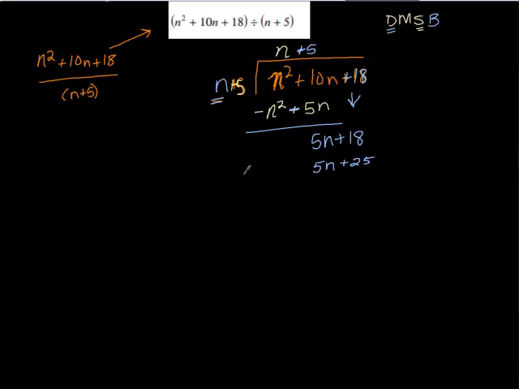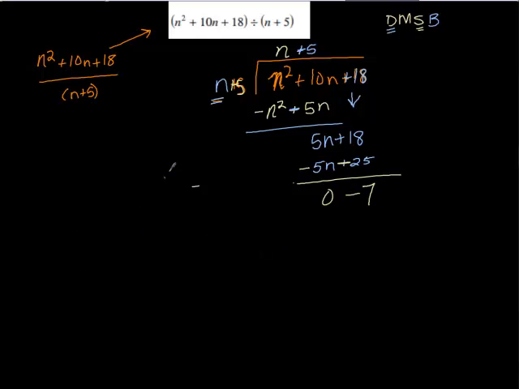Remember, when we were in middle school or elementary school, we just subtract this. We just subtract whatever number we had, but we had to subtract this whole quantity here. So this is positive 5n, so it becomes negative 5n. This was positive 25. It becomes negative 25. We good? 0 here. 18 minus 25 is negative 7.